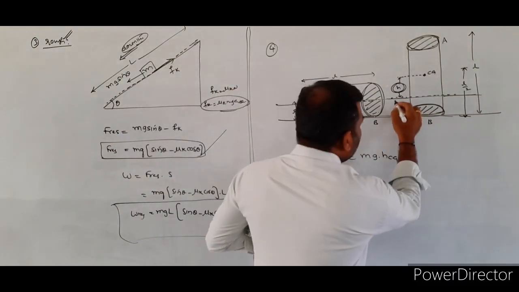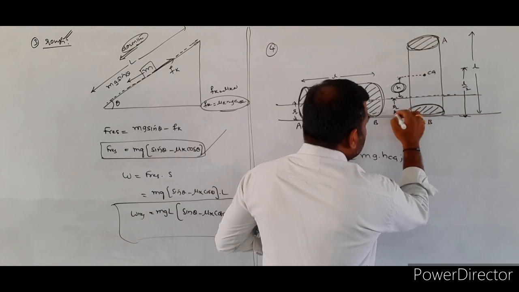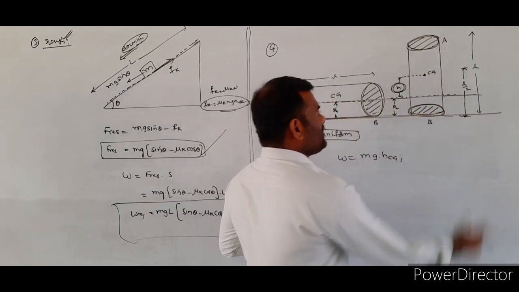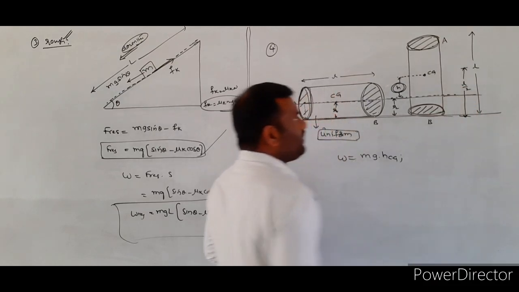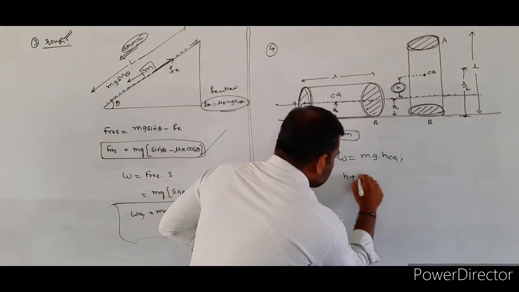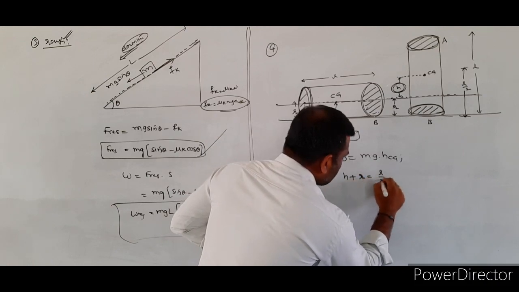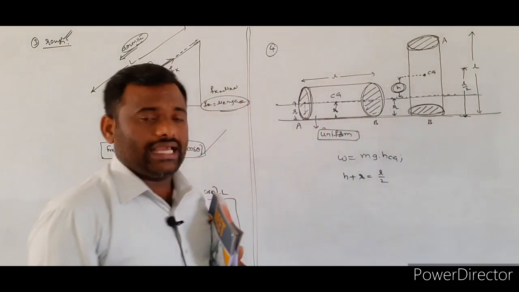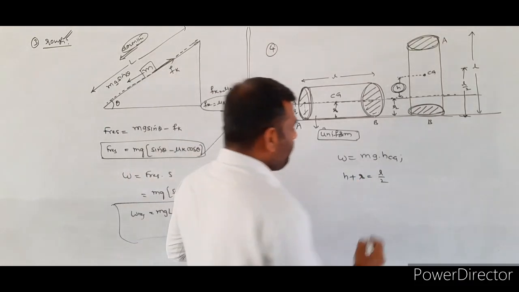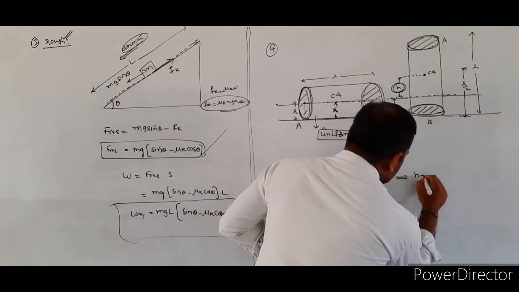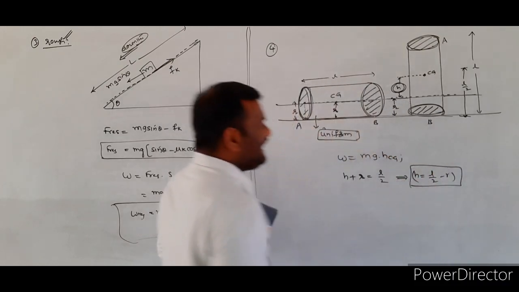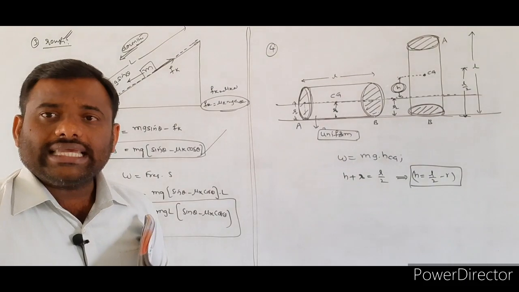See here, from here to here the value is equal to small r. From here to here this value is equal to small h, and this total length is equal to L by 2. From the given diagram, h plus r is equal to L by 2. What is h here? The height raised by the center of gravity. From this, h is equal to L by 2 minus r.